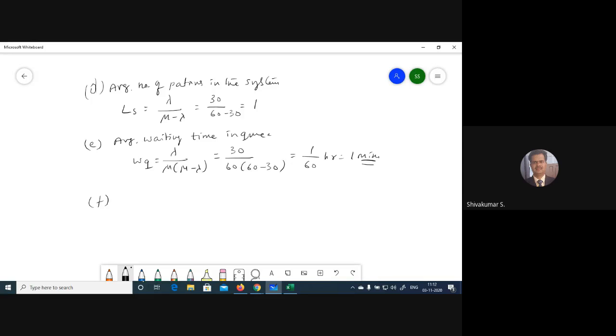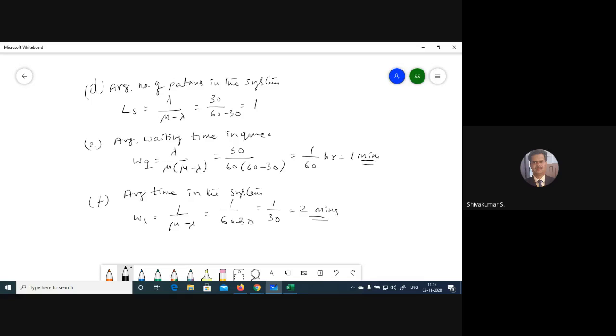Next, that is average time in the system. Okay, that is WS. Average time in the system, the person going to wait. That is WS is equals to 1 by mu minus lambda is equals to 1 by 60 minus 30. That is equals to 1 by 30. Nothing but you can say it 2 minutes.